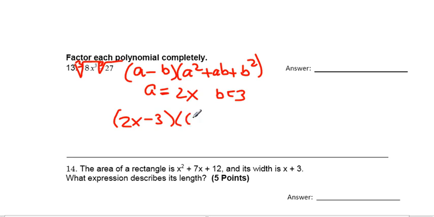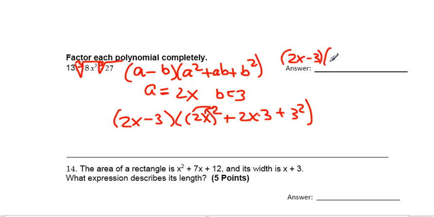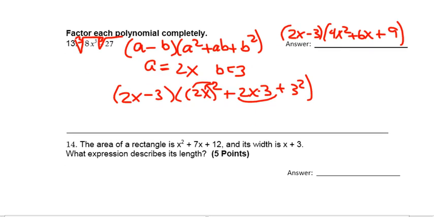Now be careful because you got to take 2x squared. So the 2 is squared and the x is squared. So our answer is 2x minus 3. And 2 squared is 4. X squared is x squared. Plus 6x. And then plus 9. And that's our answer. Just using your formula, finding your A, finding your B, plugging it into the formula.